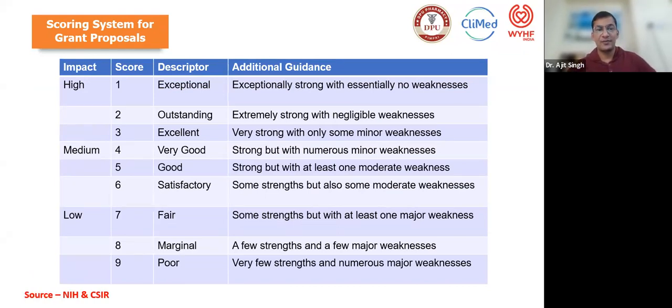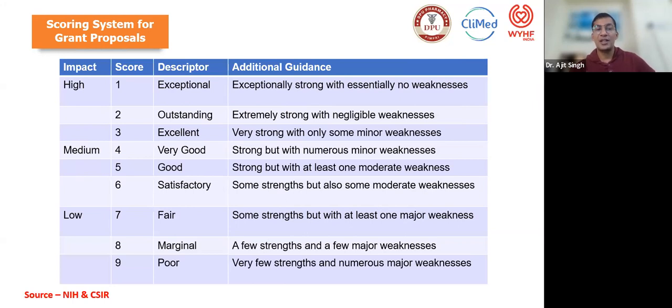Impact score, descriptor, additional guidances. The best idea or best proposal will be described as exceptional, at the top score. This will be within the high concept, 3 in the high concept, 3 in the medium concept, 3 in the lower concept, lower impact actually.